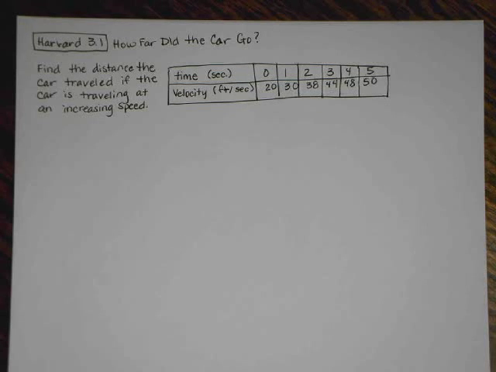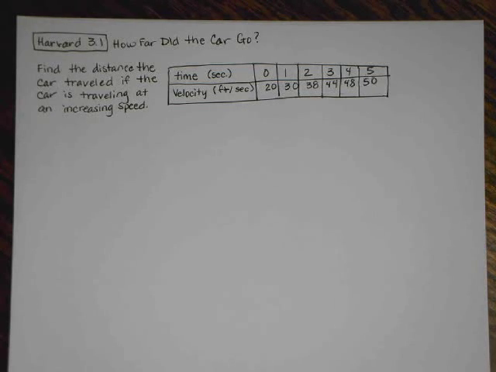Okay, so here we're going to look at a table of data, and we're going to find the distance that a car will travel from 0 to 5 seconds. And it does note that it is traveling at an increasing speed, and I'll note how that comes into play a little bit later, but it's really not too much of a big deal.